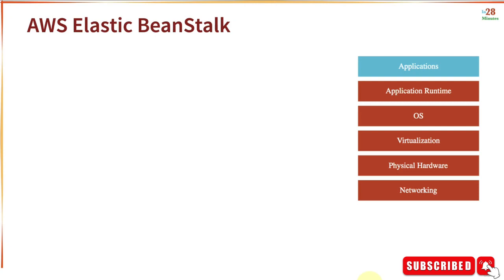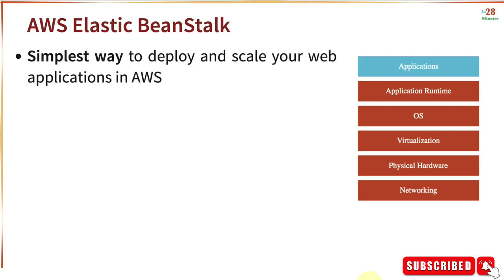Let's talk about AWS Elastic Beanstalk. Elastic Beanstalk is the simplest way to deploy and scale your web applications in AWS. Earlier we talked about platform as a service. AWS Elastic Beanstalk is the platform as a service offering in AWS for running your compute workloads. If you have web applications to run in AWS and you'd want AWS to take most of the responsibility, in that kind of scenario, you can go for AWS Elastic Beanstalk.